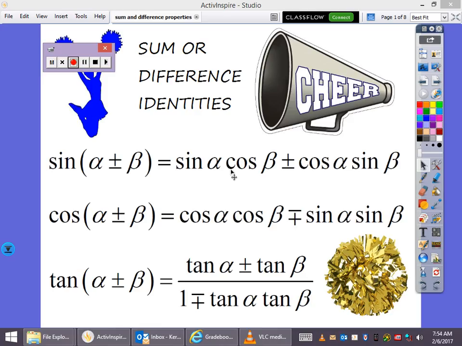And then the formula for tangent, the denominator changes sign. The numerator keeps the sign, the denominator changes signs, okay? And we'll look at that. We're going to walk through a couple examples.